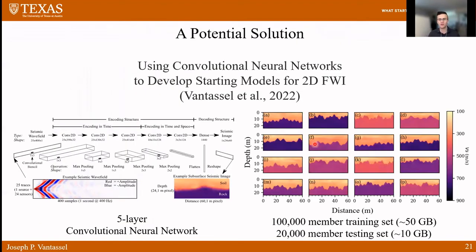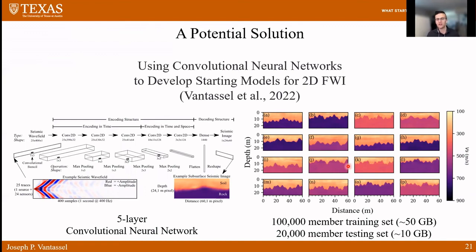So then the question becomes, well, how do we do better? How do we solve this problem more rigorously? One alternative that we've looked at is using machine learning, in particular a convolutional neural network, to develop a better starting model, a starting model that's closer to the true model, and therefore will hopefully converge to a better final model. And so we developed this convolutional neural network shown here on the left, and a large training set shown here on the right.